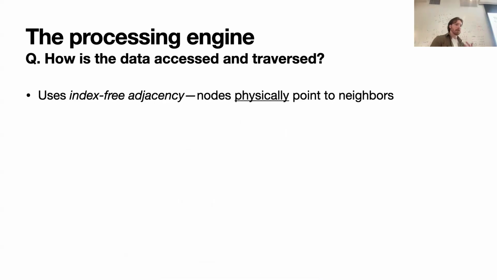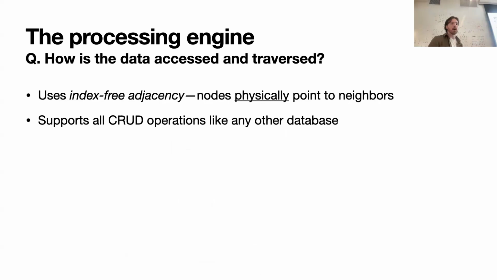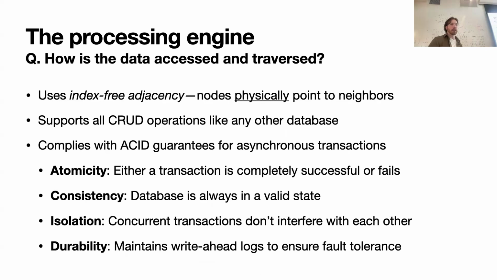The processing engine gives us index-free adjacency. So nodes are physically pointing to their neighbors via the stores file. It acts just like a database where we can create data entries, we can read them, we can update them, we can delete them. And it's going to comply with all the ACID guarantees for transactions that we're worried about.